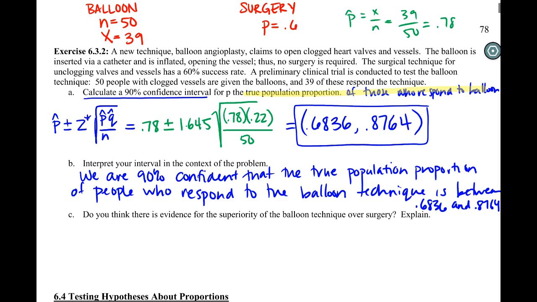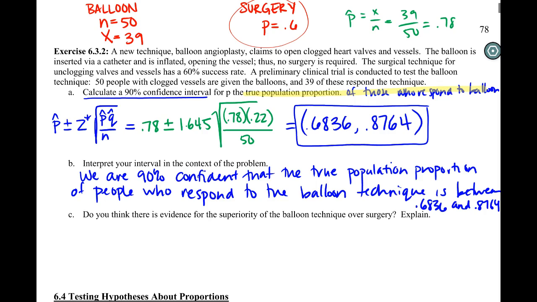So here's the part where we're finally getting a preview instead of a review of 6.2. We're getting a preview of 6.4 and 6.5. Part C says, do you think there's evidence for the superiority of the balloon technique over surgery? So I really want you to take a moment here and think about, what do we know about the surgery? What do we know about this balloon technique? And what do you think? Which would you rather have if you were going in for this procedure? Would you rather have the balloon or the surgery?